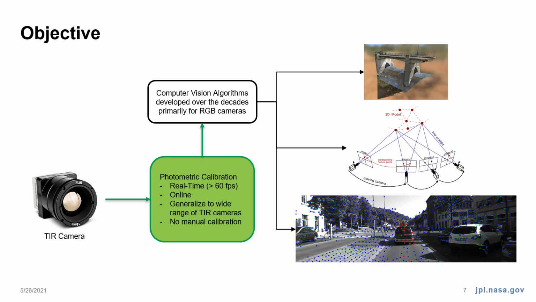Finally, our objective is to develop an online algorithm that sits in between raw data and other downstream applications and corrects for these variations. Additionally, we require the algorithm to perform at more than 60 FPS, that is, frames per second, and it should work for any thermal camera without requiring manual calibration.